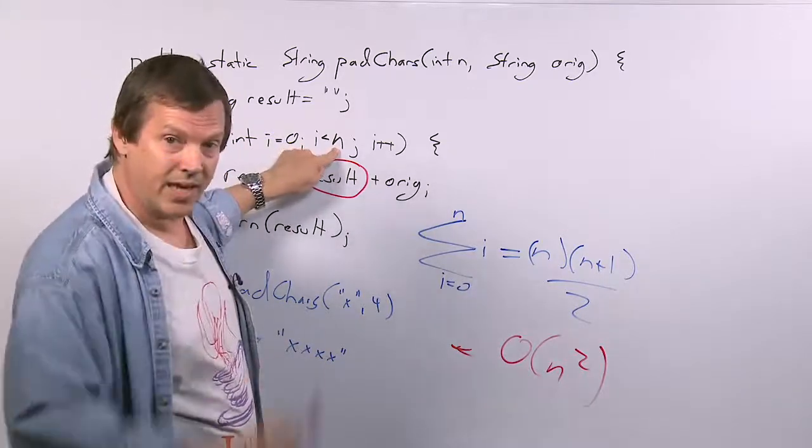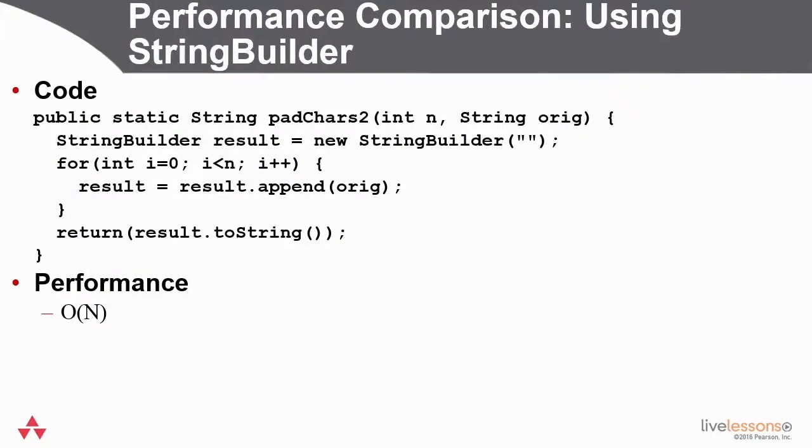We need something else. All right, so now let's redo the previous example using string builder instead of string. So we make a string builder with an empty string. We use the append method. Remember, it's mutable, so it doesn't involve copying, and stick the second argument on the end a fixed number of times. And then I turn it back into a string at the end.